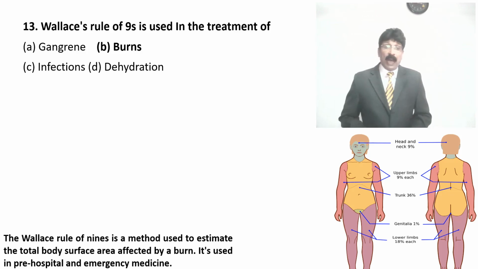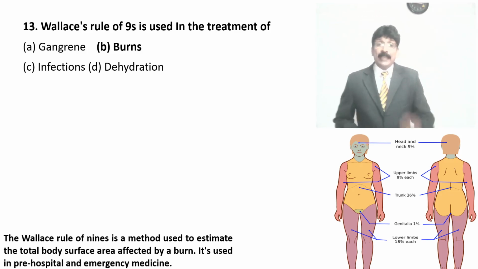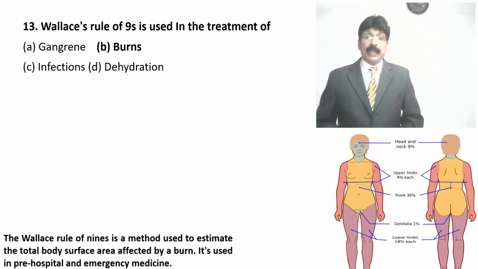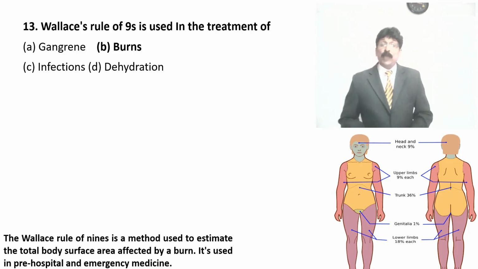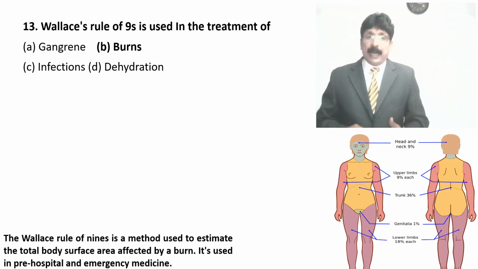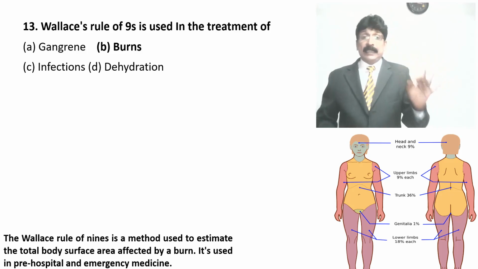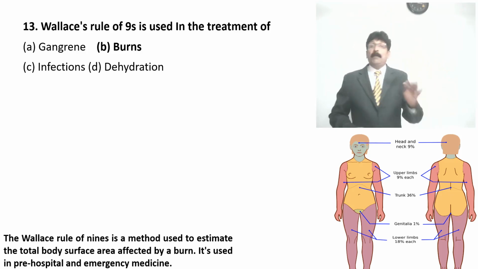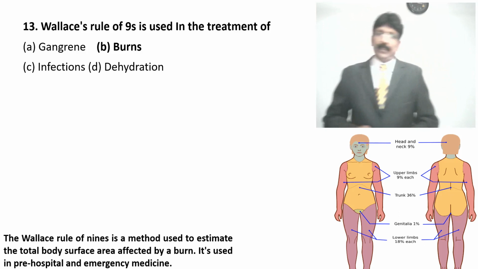The Wallace rule of 9s, as I have written in the slide, is a method used to estimate the total body surface area affected by a burn in an emergency time. It is used in pre-hospital and emergency medicine. So that is what you have to remember.